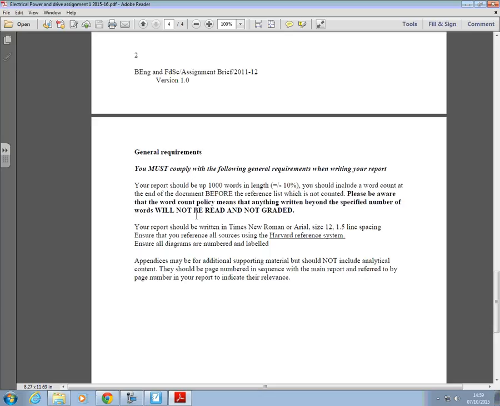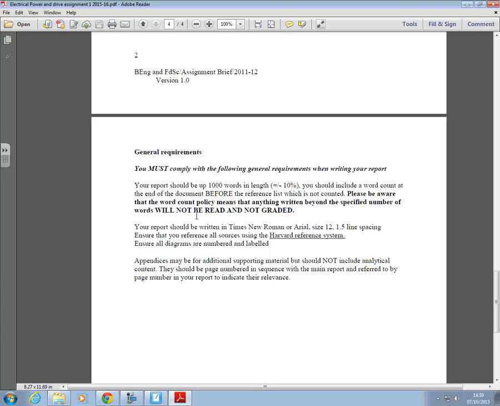So your list of references doesn't count in the word count. Body of the report, but nothing in tables, and words on diagrams don't count. I want you to put a word count in. Okay? Please be aware that the word count policy means that anything written beyond the specified number of words will not be read and not graded.